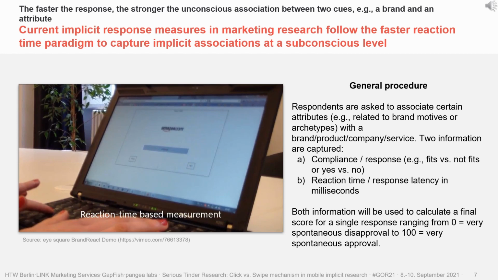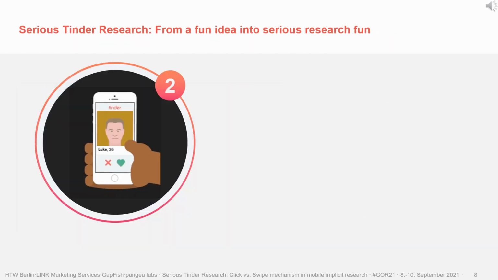During the test, two pieces of information are captured. First, the response, yes or no, or does it fit, does not fit. And second, the reaction time in milliseconds. At the end, both pieces of information are used to calculate the final implicit score for each association. The score ranges here from 0, which means very spontaneous disapproval, to 100, which indicates very spontaneous approval.